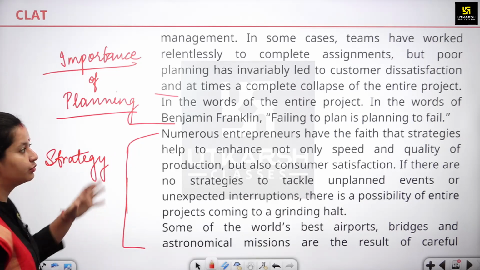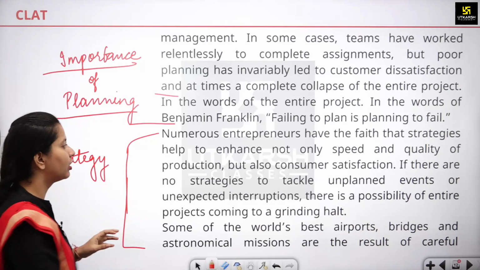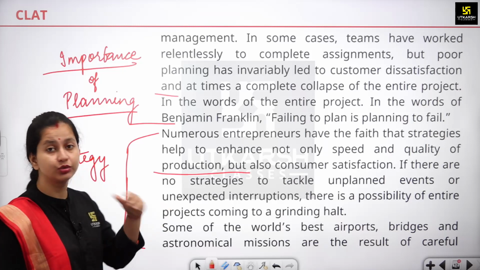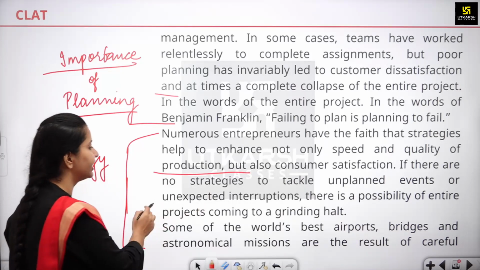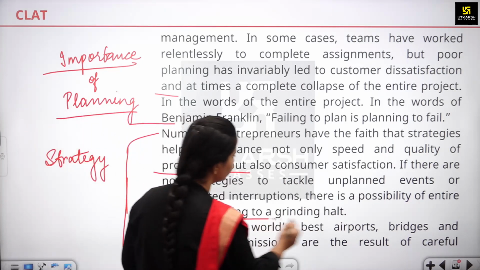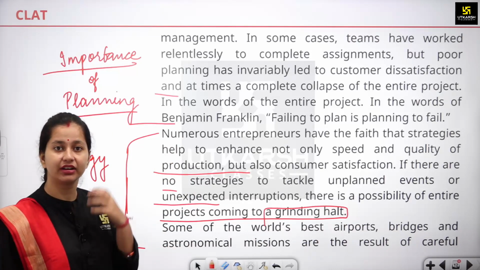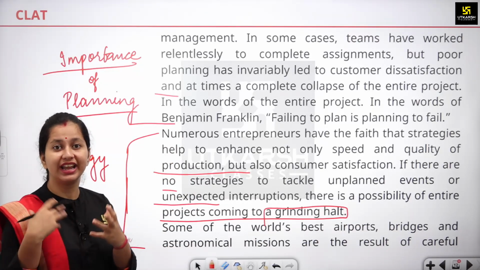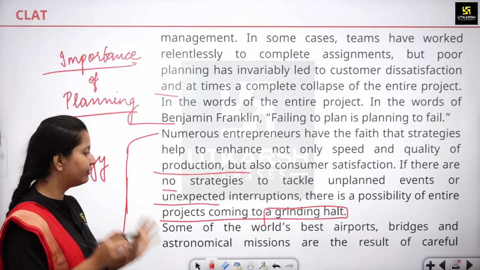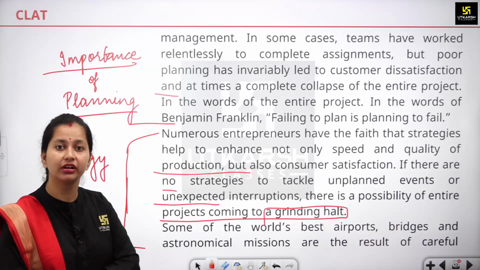It says numerous entrepreneurs have the faith that strategy helps to enhance not only the speed and quality of production but also the consumer satisfaction. If there are no strategies to tackle unplanned events and unexpected interruptions, there is a possibility of entire projects coming to a grinding halt. So यहाँ पर ये क्या कह रहा है? It is saying that if there are no strategies to tackle anything that is unprecedented or unplanned, then a project may come to a grinding halt.